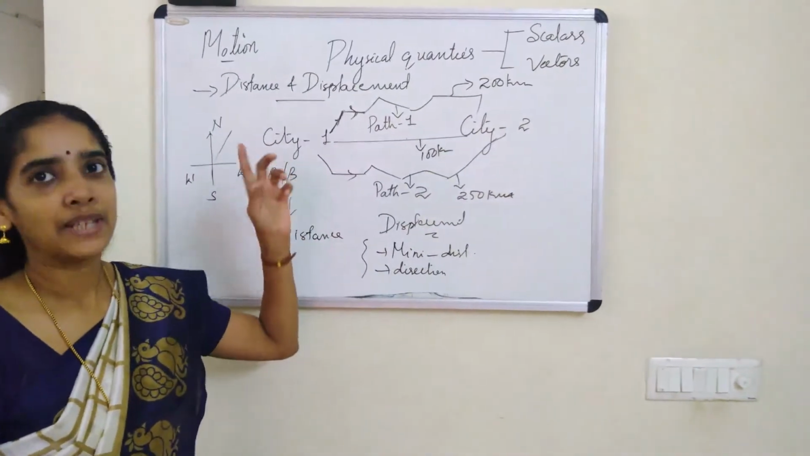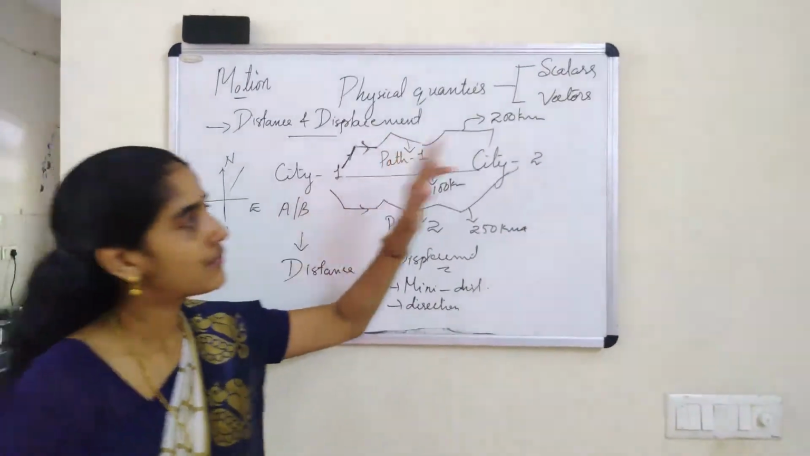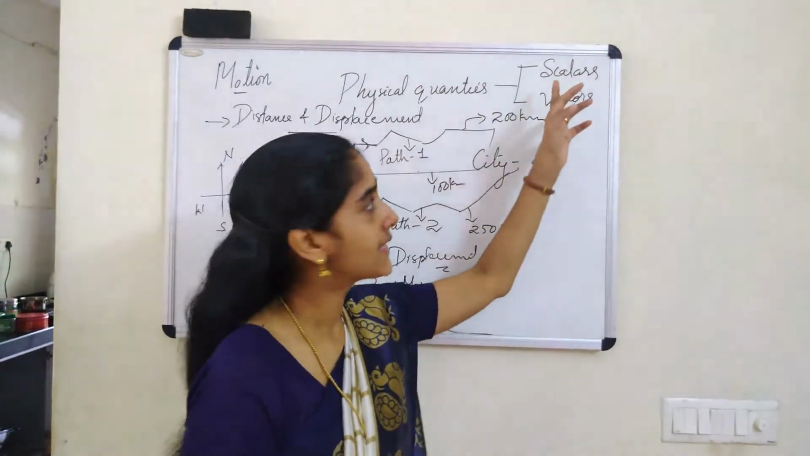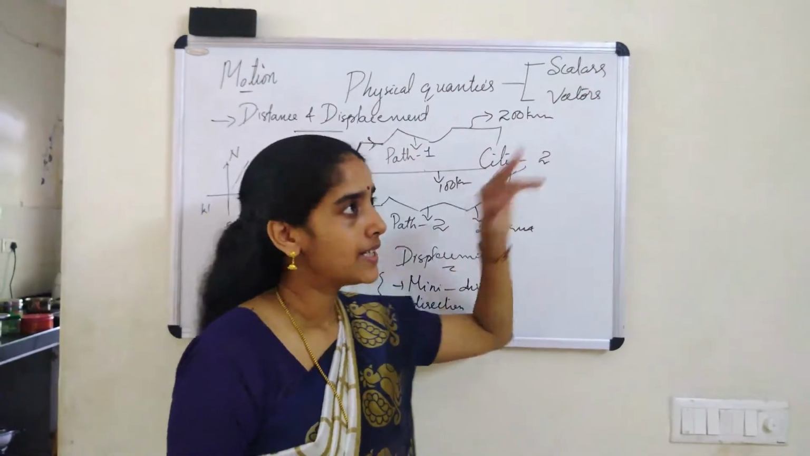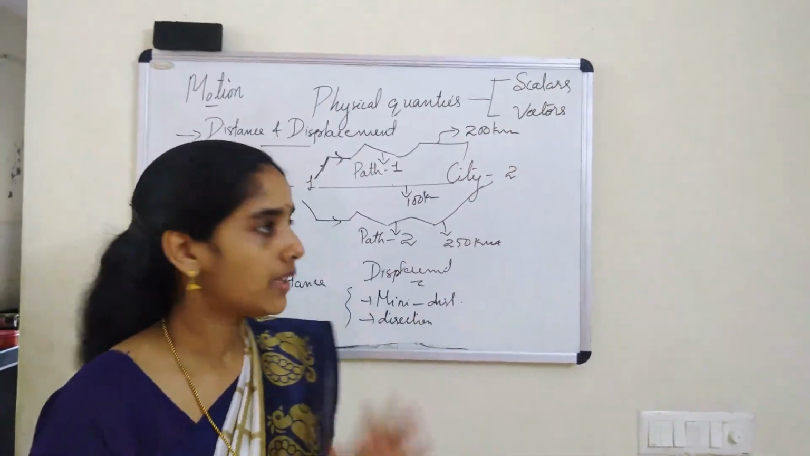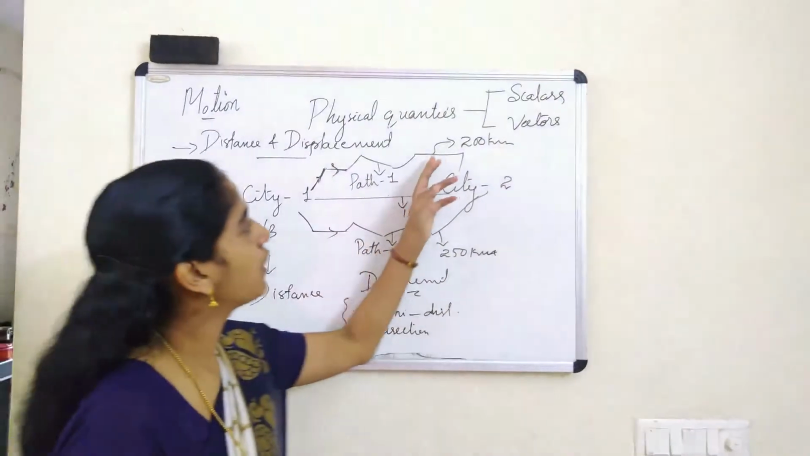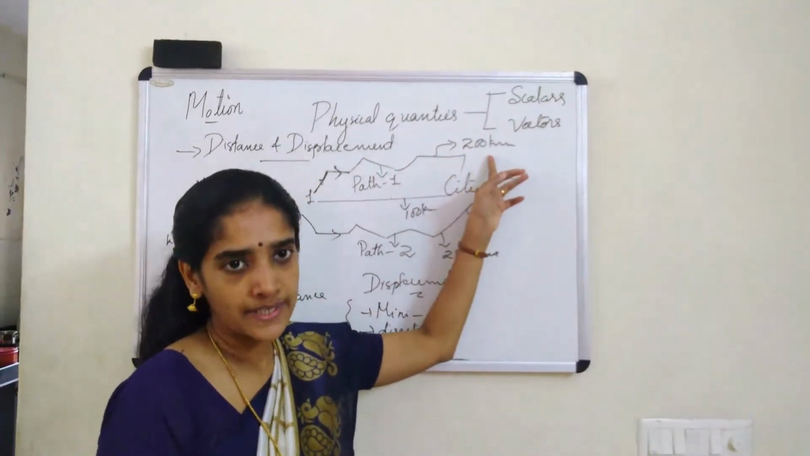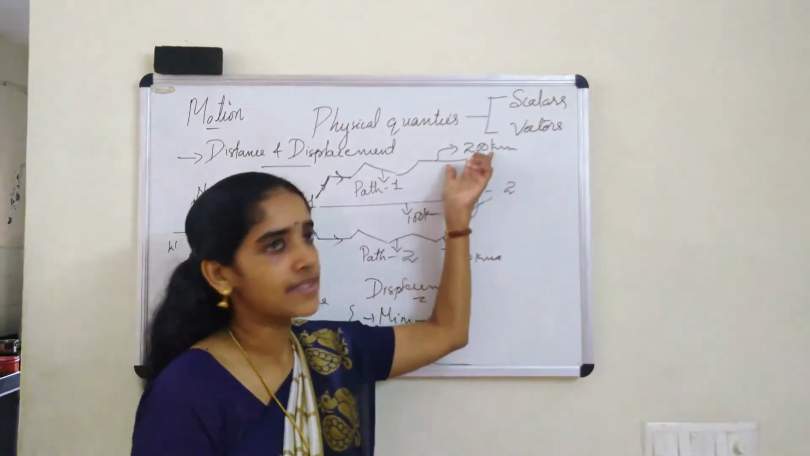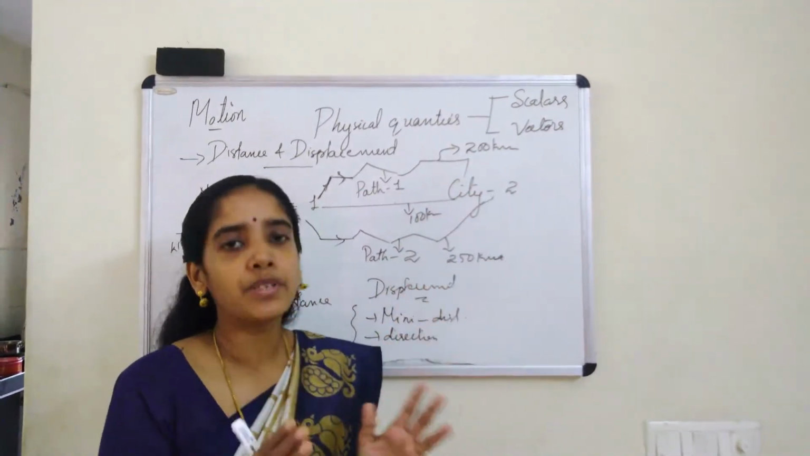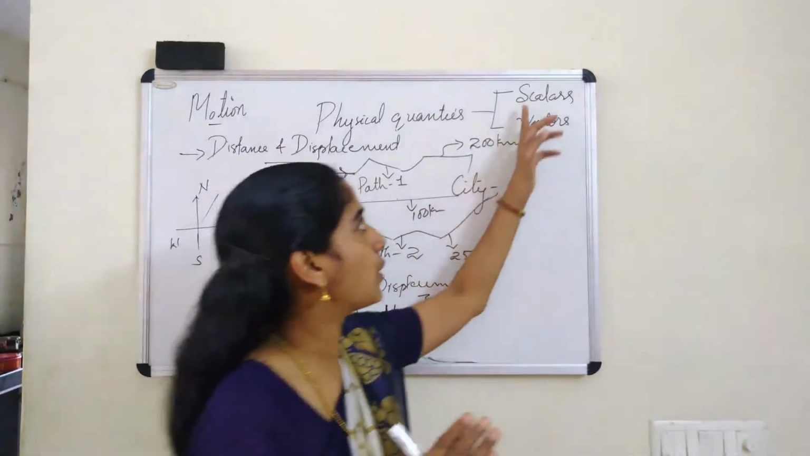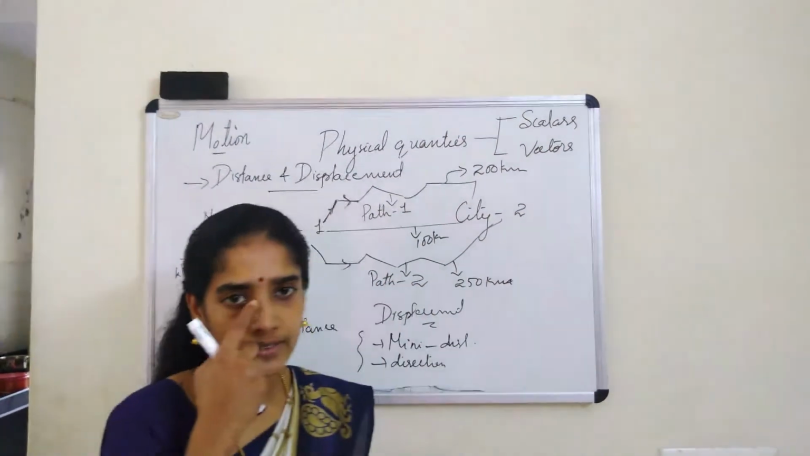I told you about the meaning of physical quantities. So in physics, physical quantities are broadly classified into two categories, scalars and vectors. Scalars are the physical quantities having only magnitude. It means, we know the distance traveled by A is 200 km and that of B is 250 km. So how much that number, how big it is or how small it is, that part is called what? Magnitude.